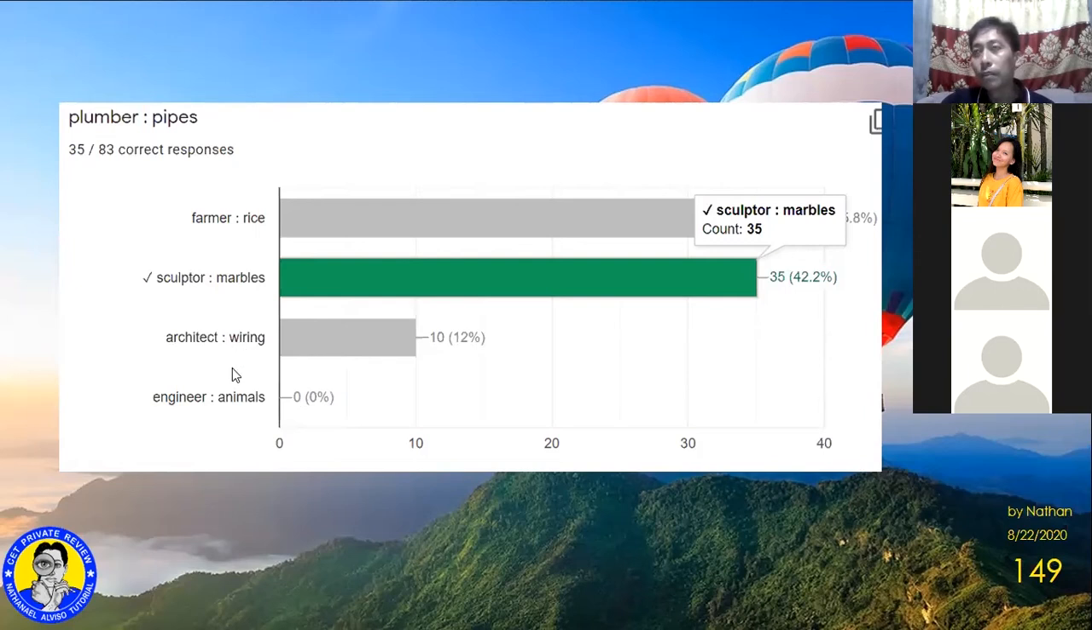Architecture and wiring, there's no connection. Probably electrical engineer or electrician to wiring, then it might also make sense. Good thing that no one answered engineer-animals, because it will be the zoologist who will work with animals.